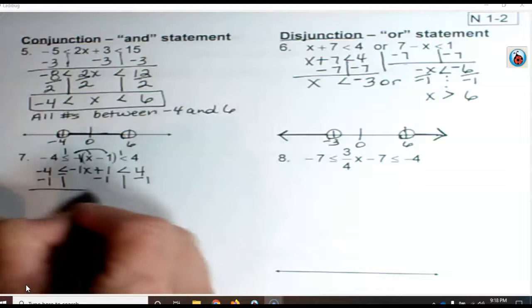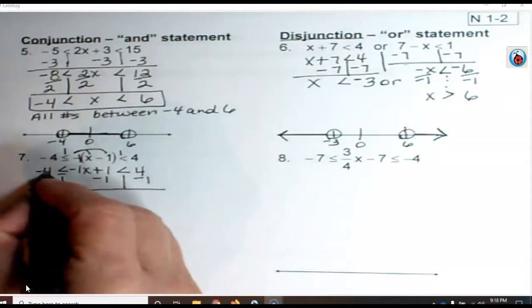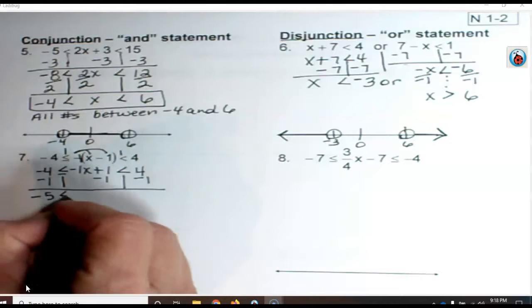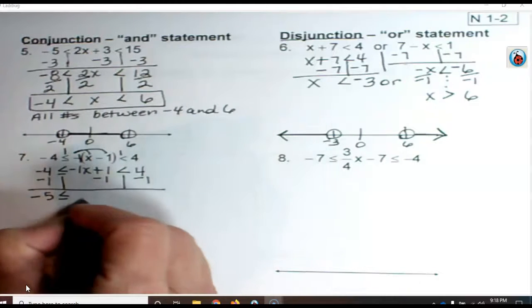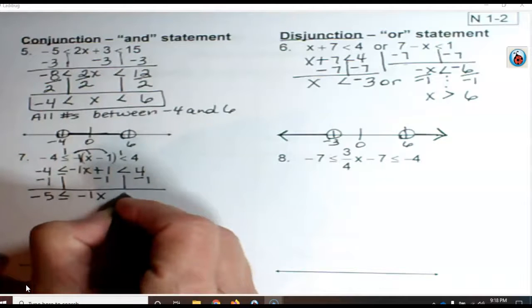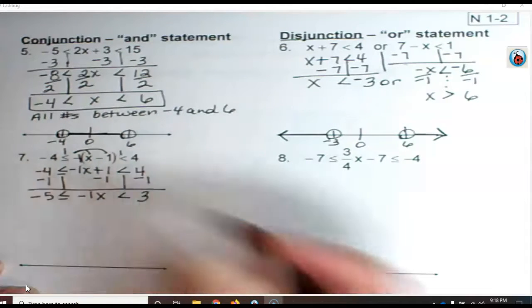I'm just subtracting 1, so I do not flip the inequality. Negative 4 and negative 1 gives me a negative 5. Bring down your less than or equal to. Inside I have a negative 1x. Drop down the less than sign. 4 minus 1 is a positive 3.